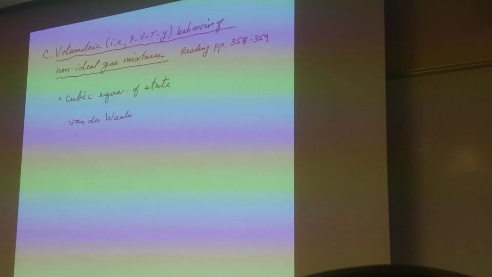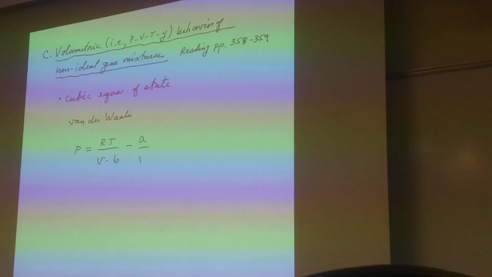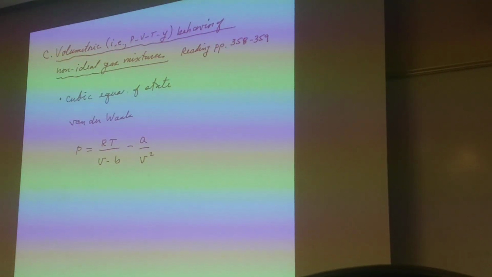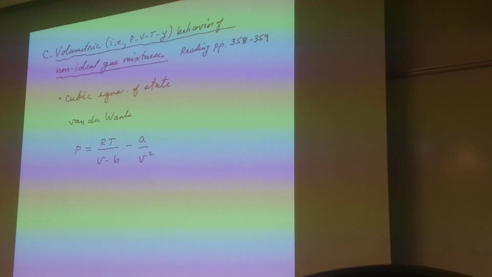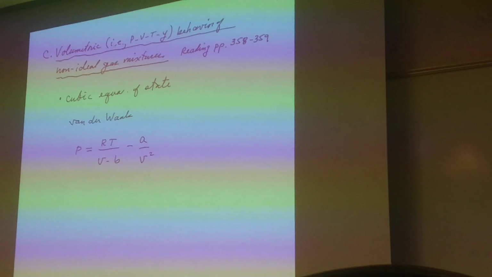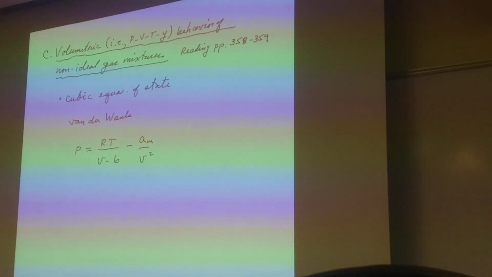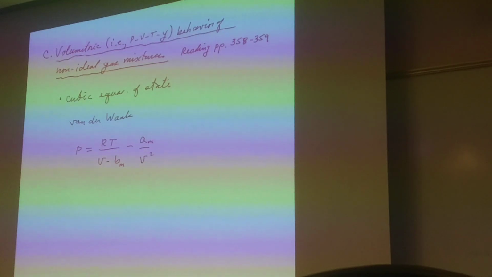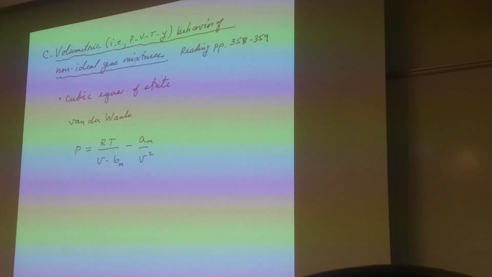The expression that we have is P is equal to RT over V minus B minus A over V squared. So that's the expression that we're familiar with for a pure component. And A and B are the constants that describe that, and we saw how to get those out of critical point information. But now what I'm saying is that these constants, we'll use the same equation to describe the mixture, but these constants now, I'll put a subscript M there, they suggest that those are functions of composition.